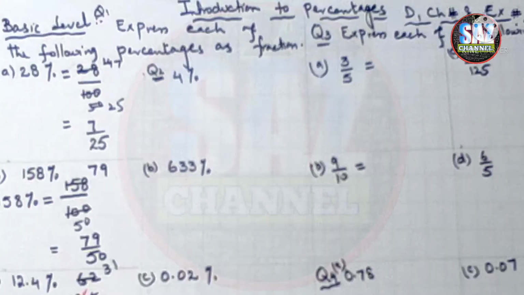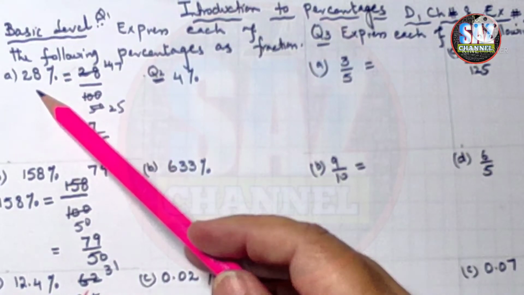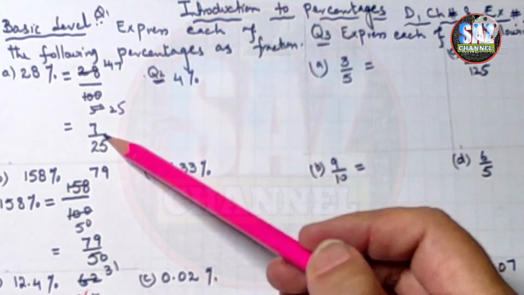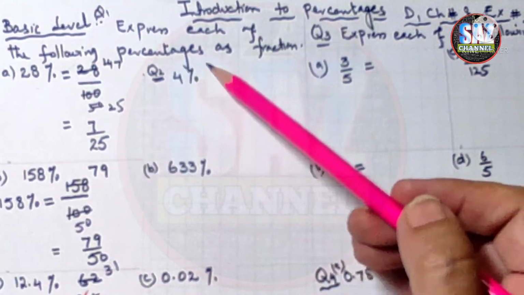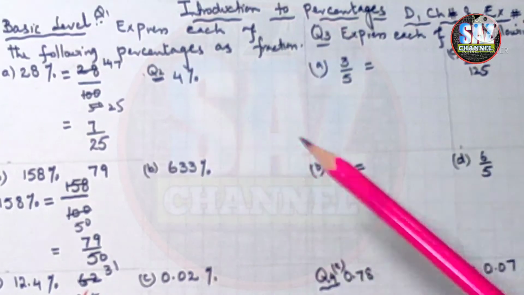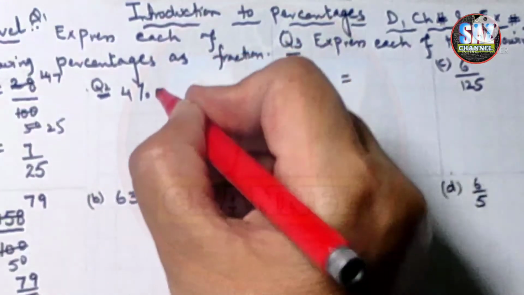And moving to question 2, the question says express each of the following percentages as decimal. In question number 1, the percentages were given, but we had to write the answer in fraction form. But here the question is the same, percentages are given, but we have to write the answer in decimal form. So let's move to the solution of the question.